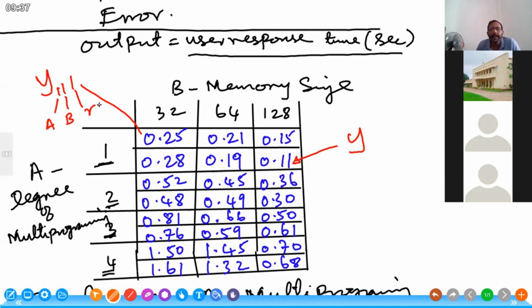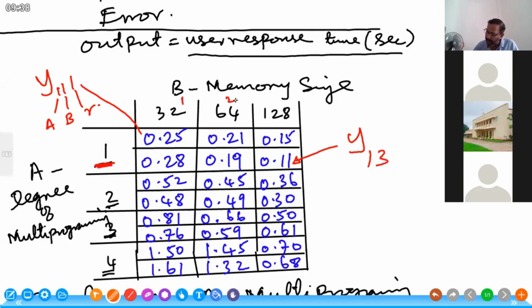How can I write like that? Why? Anyone? Y132. Good. 1 is the first level of A. 3 is the third level. This is the first level, second level, third level of B. And under the first level of A and the third level of B, we have two observations. This is the first observation, this is the second observation.